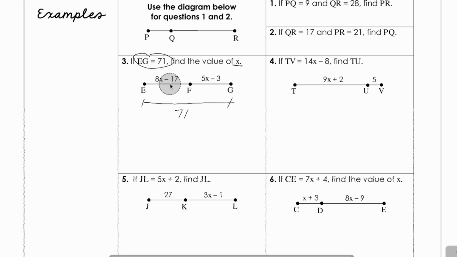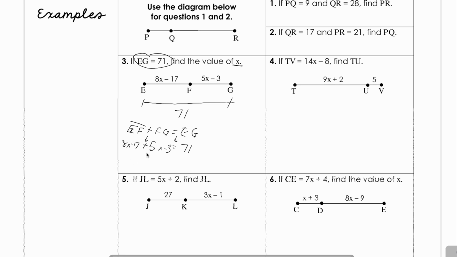But in this case, we're going to set up an equation where EF plus FG equals EG. Okay, so let's plug in those values. EF is going to be 8x minus 17. FG, we're going to bring down our plus sign. FG is 5x minus 3. Bring down our equal sign. And then EG, which is 71. So now we have an equation where we can solve for x.